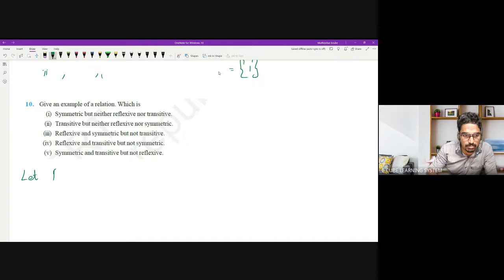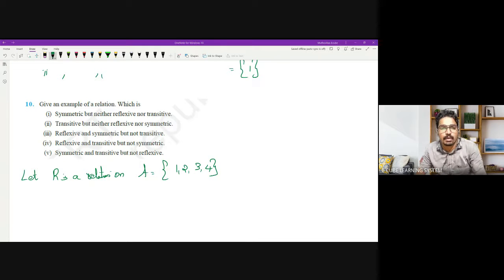Let R is a relation on set A equal to say {1, 2, 3, 4}. That is enough. We can easily define. Simple ആയിട്ട് പറയാലോ അല്ലേ? ഒരു എക്സാമ്പിൾ ഒന്ന് പറയാം ആകാശ്. For the first case, ഒരു എക്സാമ്പിൾ പറയാം റോസ്റ്റർ ഫോമില്.